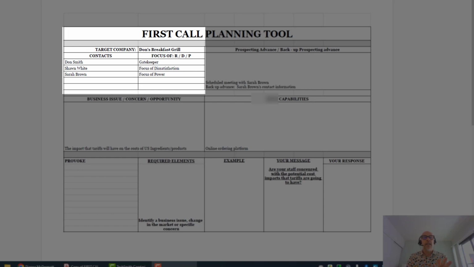Starting off, looking at the top portion of the first call planning tool, you'll see your target company. You've got that there. Your contacts. You have the names of the individuals, which was great because we talked about making sure you don't just have the position of the person. You want to know who you're asking for, or the name of the person you're speaking to, to make sure you're personalizing that interaction.